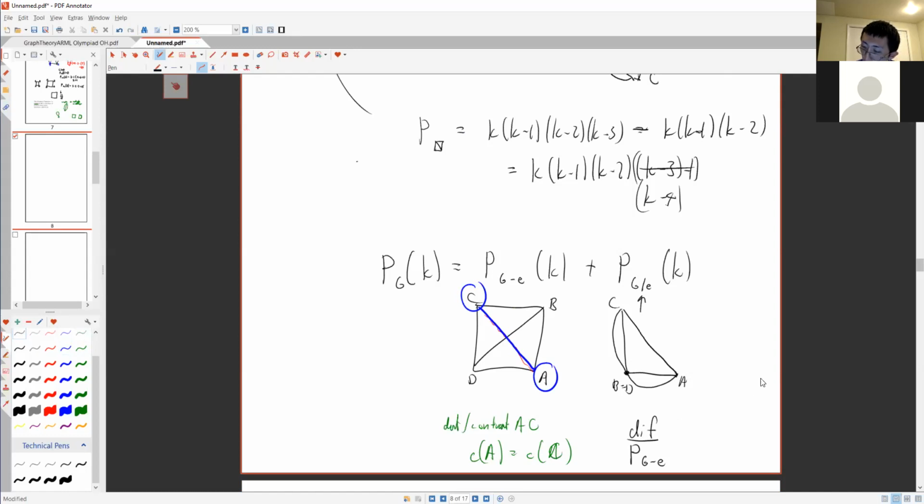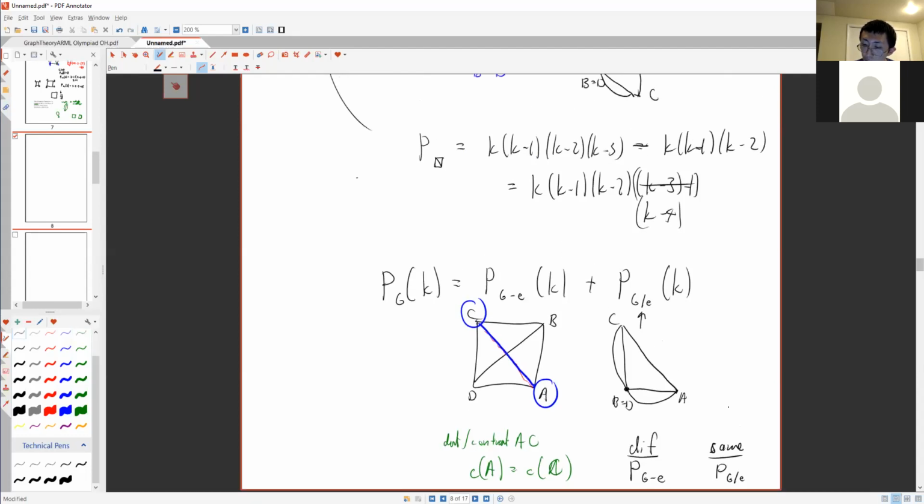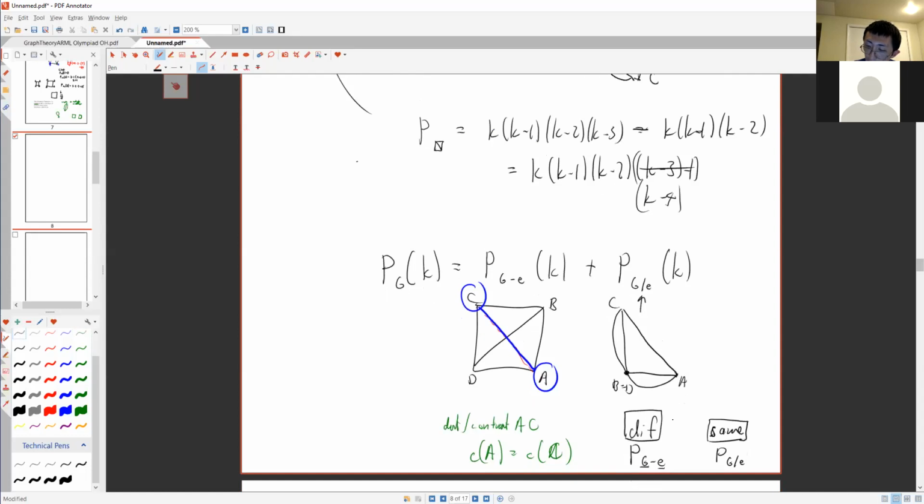So same would be P of G contract E. I mean, contract E, sorry. So yeah, those are the only two cases. And you can check that when they're different, it's the same chromatic polynomial as if you took the graph G and removed the edge. If the two endpoints of the edge we're removing are the same vertex, then it's the same as if you contract that edge, that's the number of colorings for that graph. So those are the only two cases.